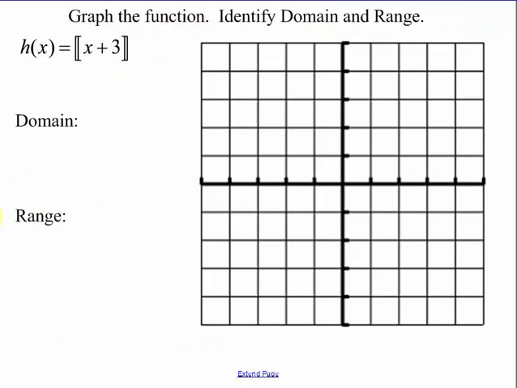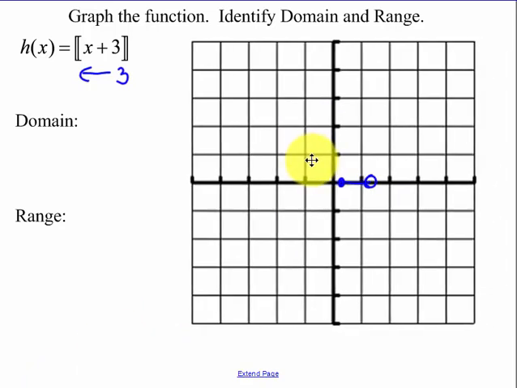Okay, graph the function, identify the domain and range. Remember, this is the greatest integer function. The +3 means I'm moving to the left 3 units. So let's think of what 1 bar normally would look like. Okay, 1 bar would be here. Now translate that.